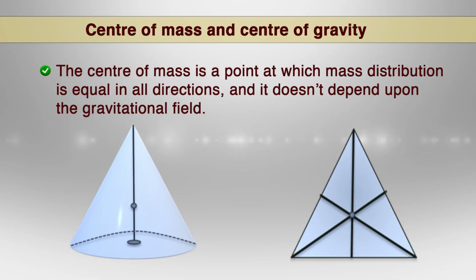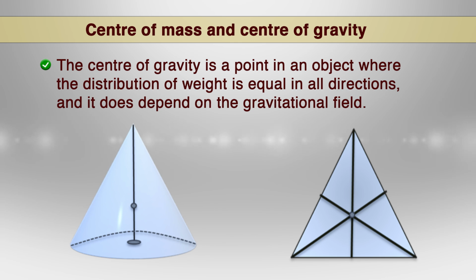For symmetrical rigid bodies having uniform distribution of mass, the center of mass is at the geometrical center, for example, a long thin rod of uniform cross section, a thin circular ring, a flat circular disc, a rectangle, a sphere, a cube and a cylinder. For irregular shaped rigid bodies having non-uniform mass distribution, integral calculus is used to calculate the center of mass. The center of mass is a point at which mass distribution is equal in all directions and it does not depend on the gravitational field.